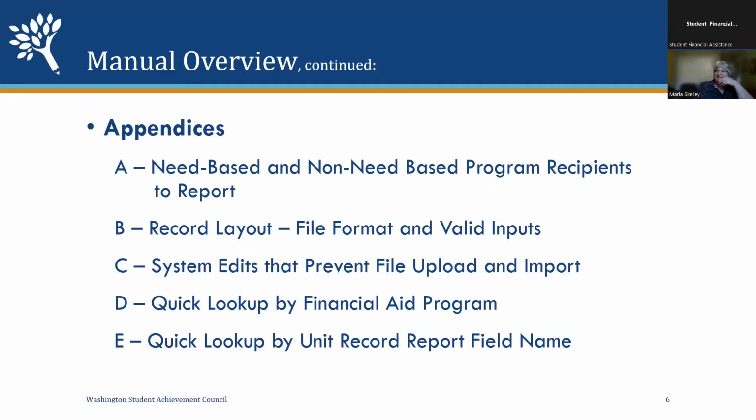The appendices really are probably the most important part of the manual, because this is where all the details of the unit record are laid out. Appendix A is the need-based and non-need-based programs, record layout, system edits, those things that prevent file upload, and the import, which is really important. And then D is the quick lookup by financial aid program, and then E is the quick lookup by unit record, report, and field name.